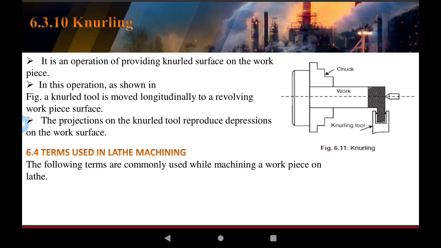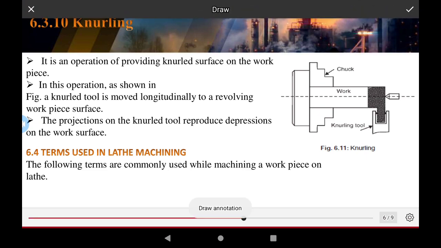Knurling is a working operation of the lathe machine. This operation is shown in the machine. The knurl is moved longitudinally along the revolving workpiece. The projections on the knurl press into the surface, making depressions on the workpiece.